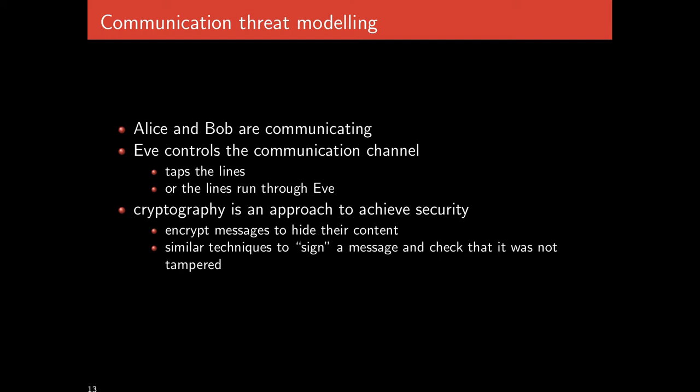So it could be the case that Eve comes and actually adds a listener device on the wire that Alice and Bob are using to communicate, or Eve is actually part of the infrastructure that delivers messages between Alice and Bob.